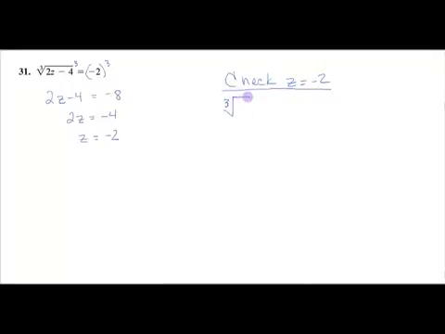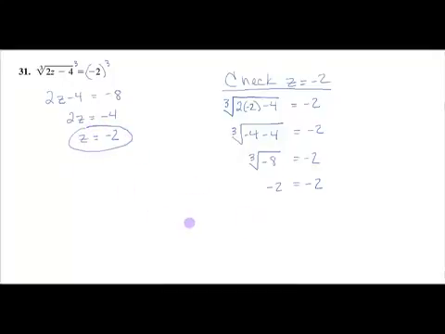That's the cube root of 2 times negative 2 minus 4 equals negative 2. So that's the cube root of negative 4 minus 4 is negative 2. That's the cube root of negative 8 equals negative 2. So negative 2 equals negative 2, and we know that z does indeed equal negative 2.